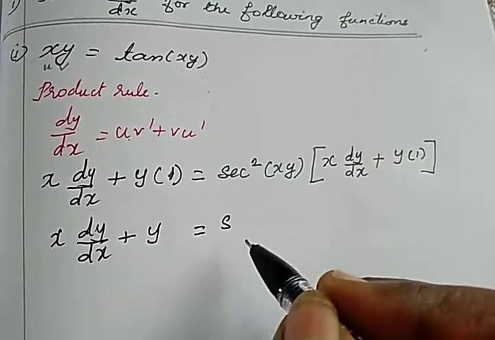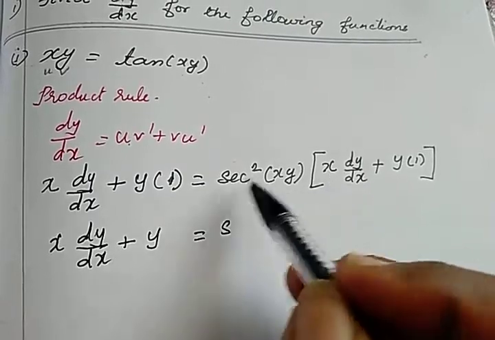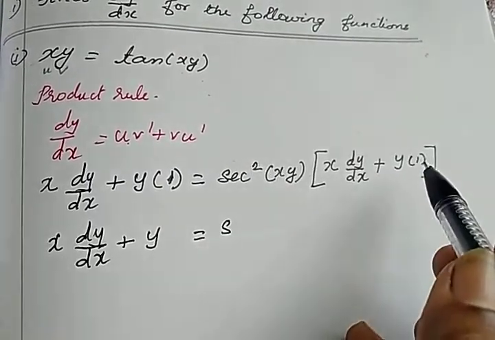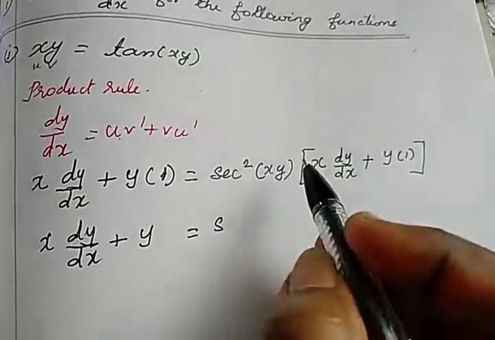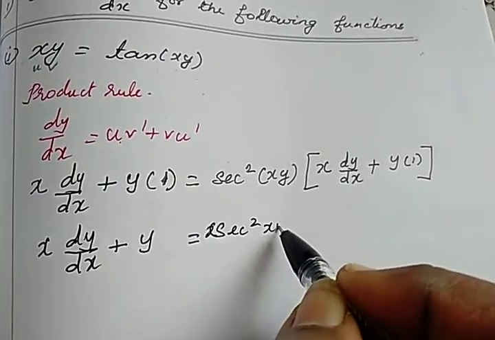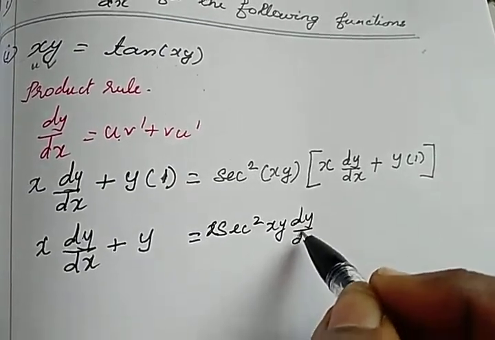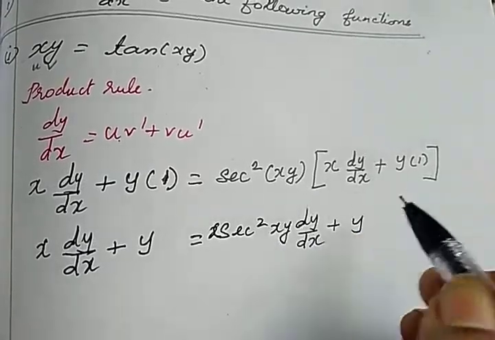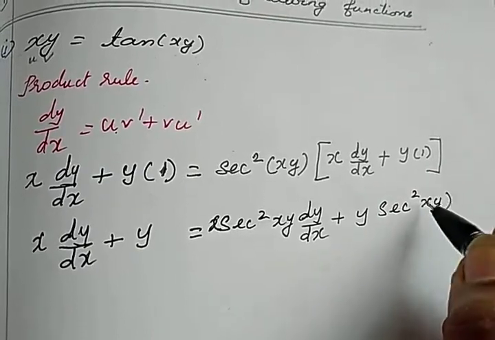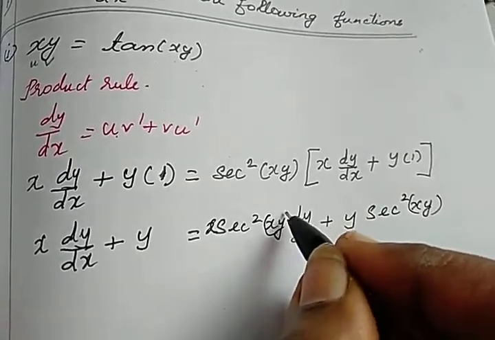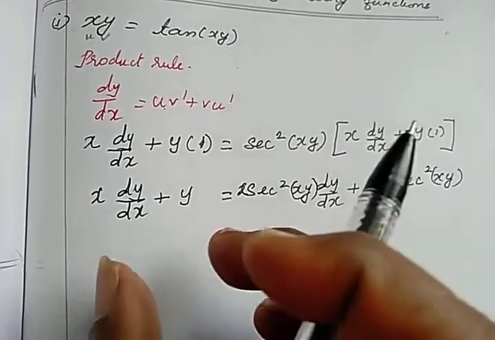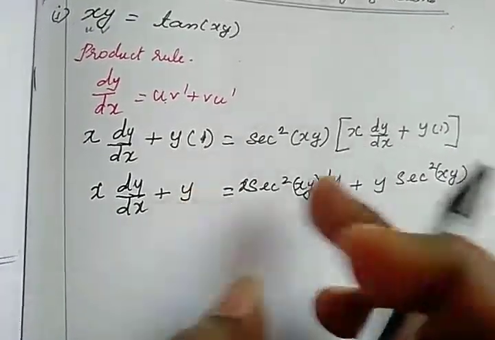Secant squared xy. I am going to multiply this term secant squared xy with x dy by dx and with y. Y into 1 is y. Now bring this x forward: x secant squared xy dy by dx plus y secant squared xy. Put xy inside the bracket. Now collect all the like terms: x terms to one side and y terms to the other side.